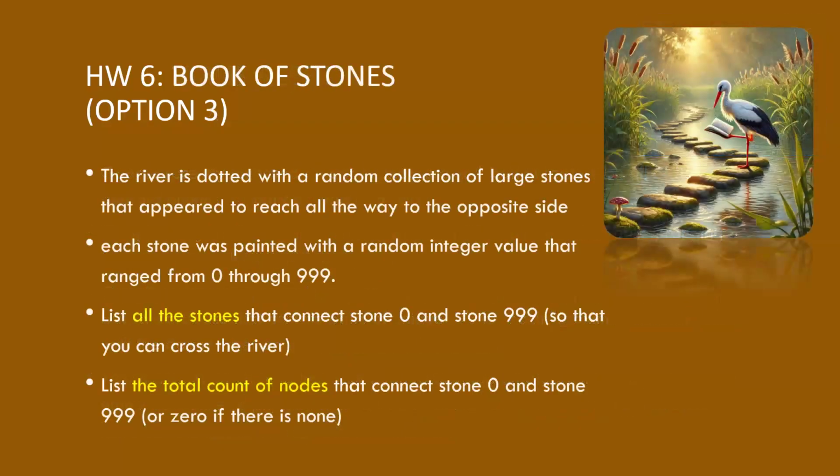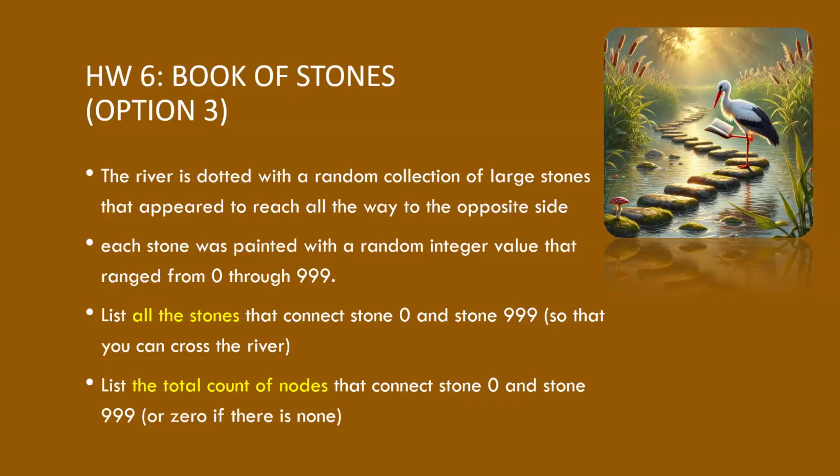Okay. Book of Stones is kind of a silly fantasy story. There are a bunch of stones crossing a river in random patterns, right? It's not just a straight line. They're kind of all over the place. And ideally, you're trying to get from stone 0 across the river to stone 99. But like most stones in a real river, they're spread out all over the place, and you may or may not be able to reach the next stone.